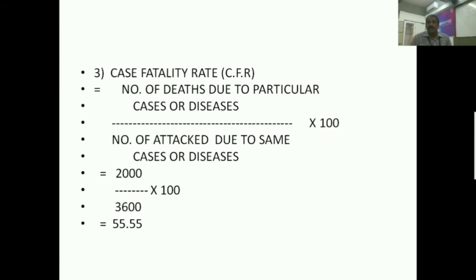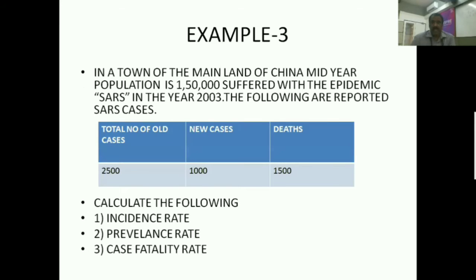Next one is case fatality rate. Number of deaths due to a particular case or disease divided by number of attacked due to the same case or same disease, into 100. Here number of deaths are 2,000 and the number of attacked are 3,600, into 100, that is 55.55. Understood? In this way, you are going to calculate. The next one is example 3.